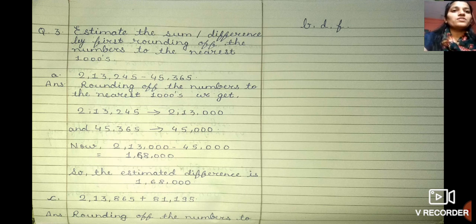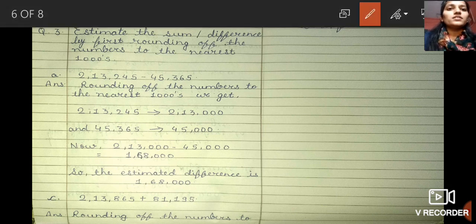So our first example, 2,13,245 minus 45,365. Rounding off the numbers to the nearest thousands, we can see that the hundreds place is 2, so there will be no change. That means we are not going to add anything, but all the 3 places become 0. Why? Because the hundreds place is less than 5. Then here the hundreds place is 3, so the same here also, all the 3 places will become 0.